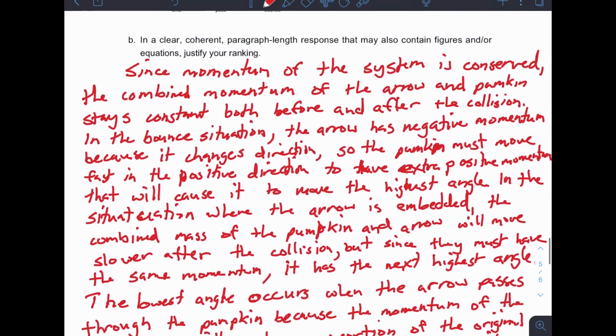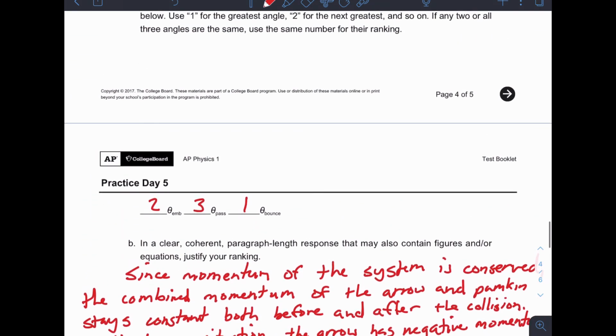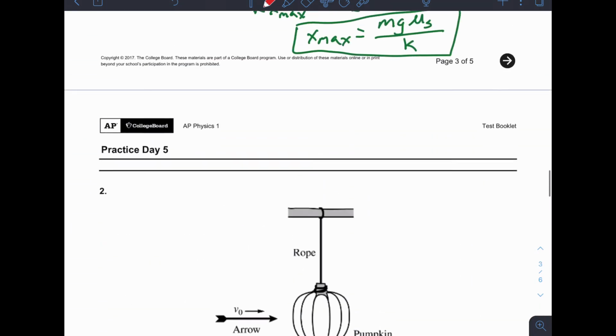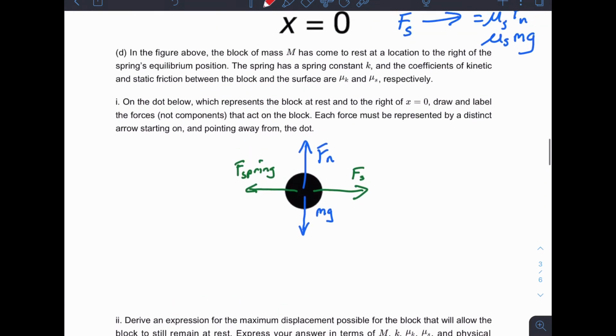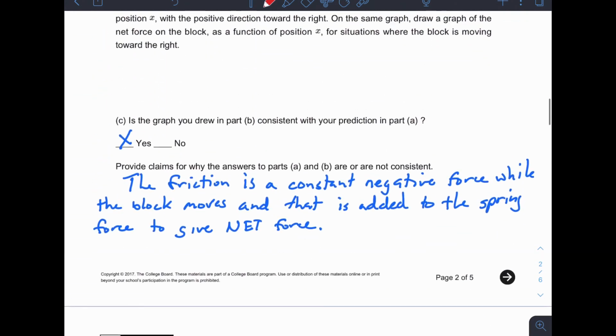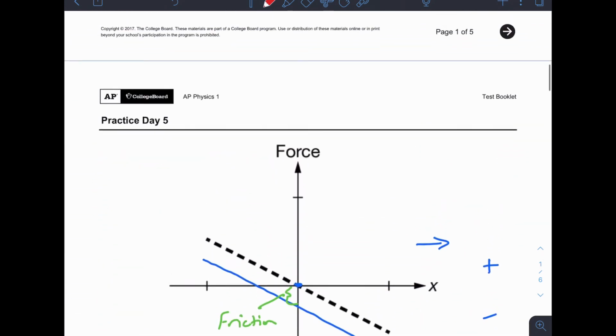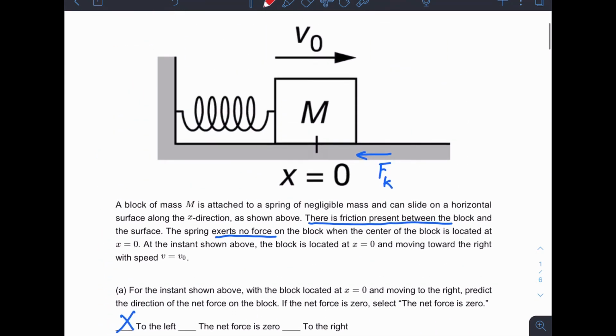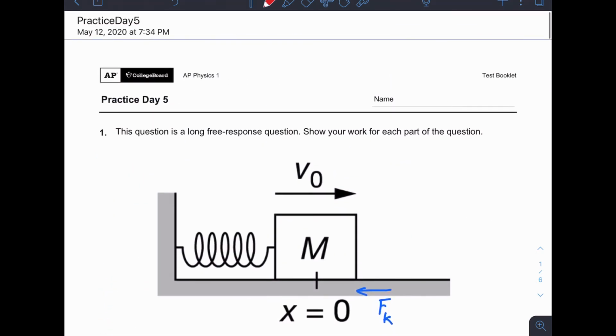I used more sentences than I'd like to, probably, but you don't want to go too much more than that. You don't have to go into huge detail, but you do want to talk about the conservation of momentum and the fact that those have the same momentum before and after the collision, and how those momenta compare to each other in how they affect the pumpkin's angle.